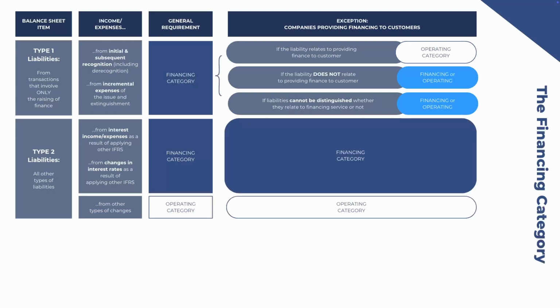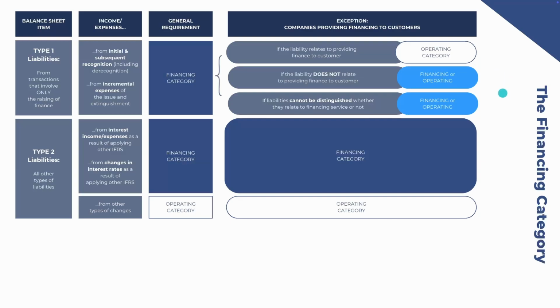For type 2 liabilities, again, it is much easier. All of the income and expenses previously put in the general requirement as financing are still under the financing category, because the standard recognizes that normally type 2 liabilities are not related to providing financing to customers. And all the other income and expenses, like before, are under the operating category, both in the general requirement and in the exception. You will see that the exception only applies for type 1 liabilities.